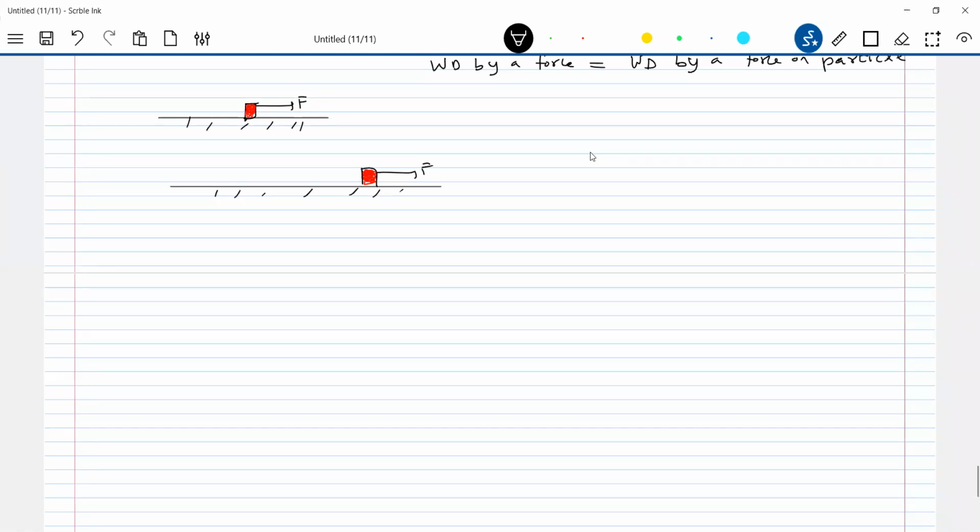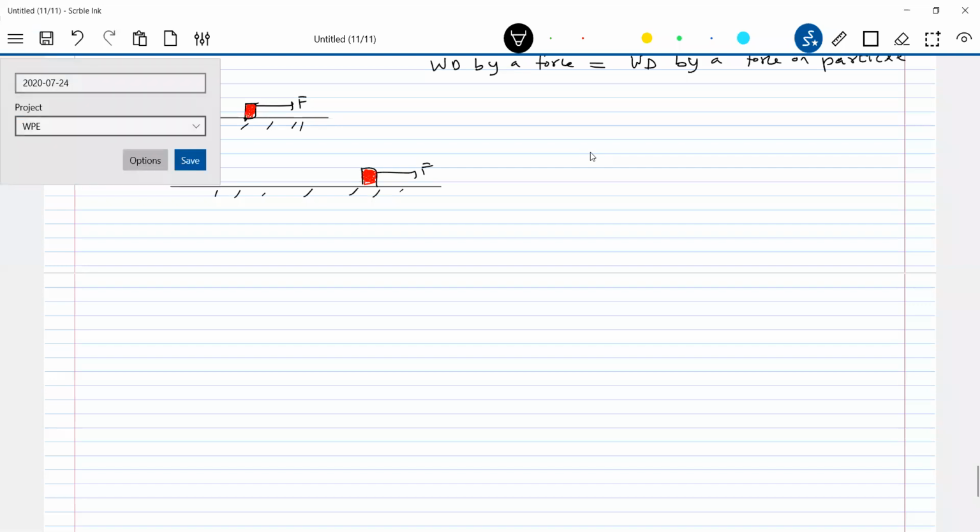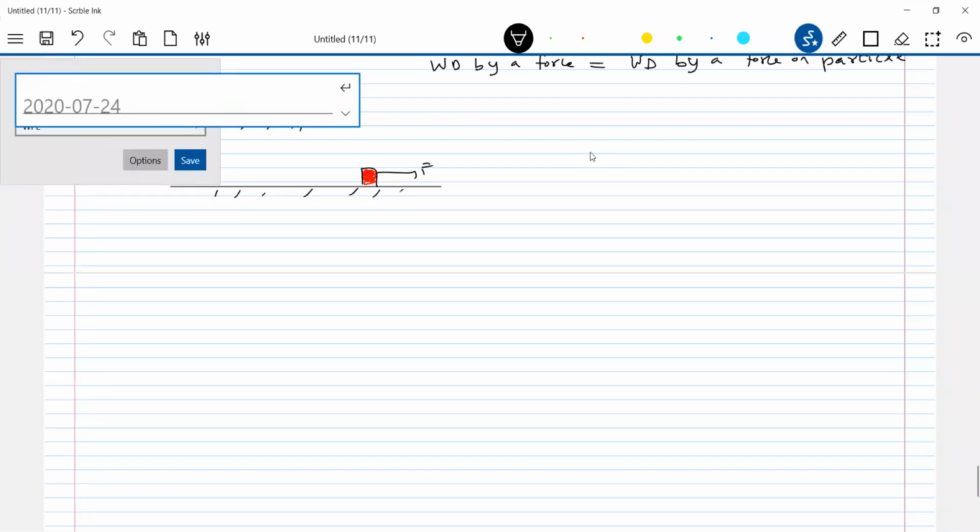Are you getting this? Say normal contact force, what happens when it acts on a body? Can you apply it when considering net work done by normal contact force? I'll save this one.